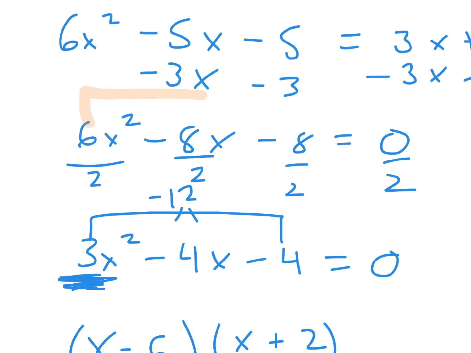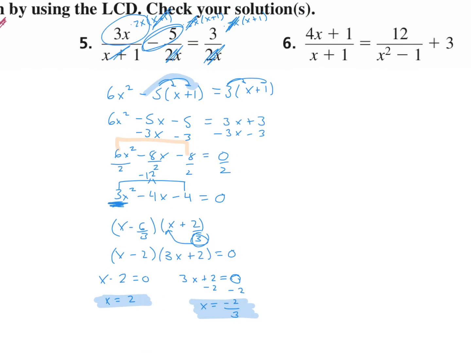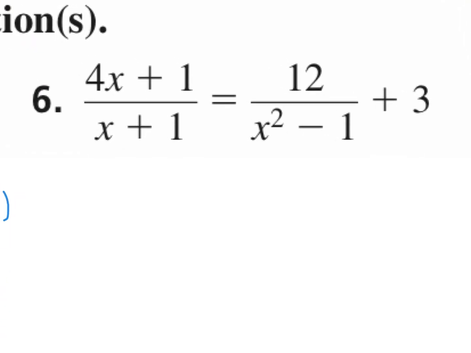So you multiplied 6 times negative 8. What's 6 times negative 8? Okay. All right, let's take a look at number 6. Any other questions on 5? All right, number 6.